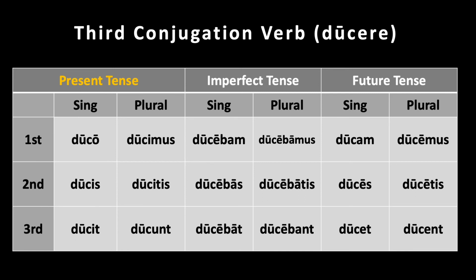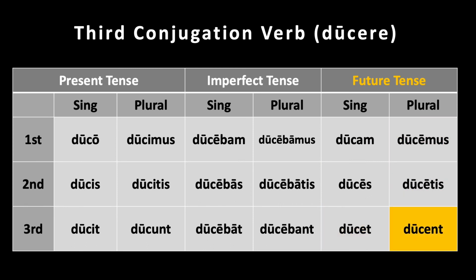So let's start with the present tense. Duco, ducis, ducit, ducimus, ducitis, ducunt. Now the imperfect tense. Ducebam, ducebas, ducebat, ducebamus, ducebatis, ducebant. You'll notice it looks exactly like the second conjugation verb. Finally, the future tense. This is the one that is different, so irregular. No bo, bis, bit. You'll just have to memorize this. Ducam, duces, ducet, ducemus, ducetis, ducent.